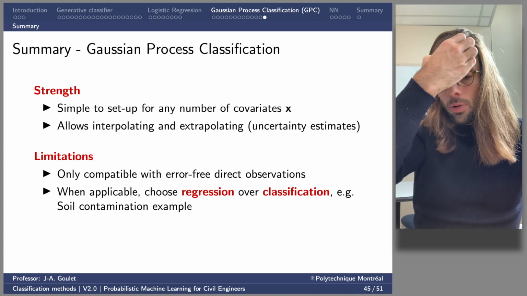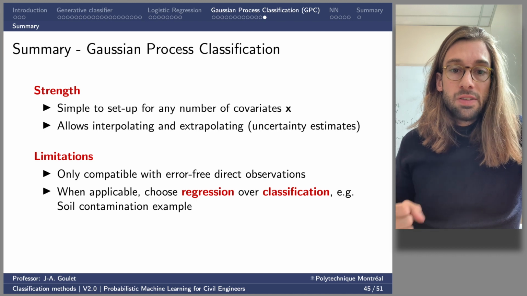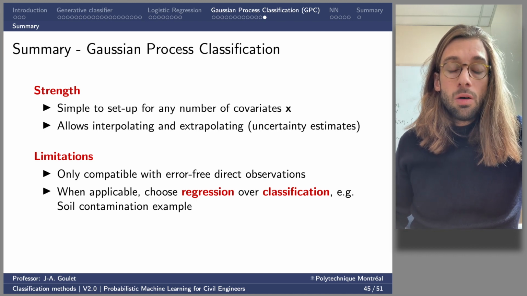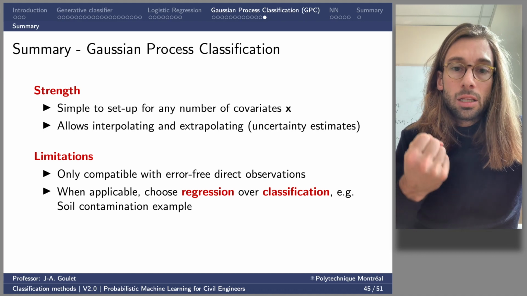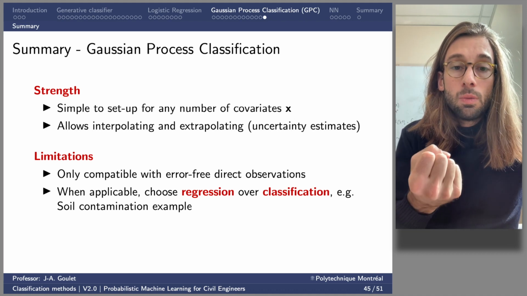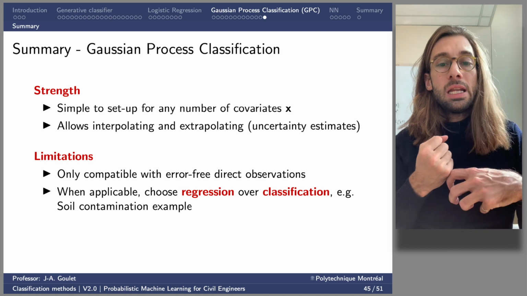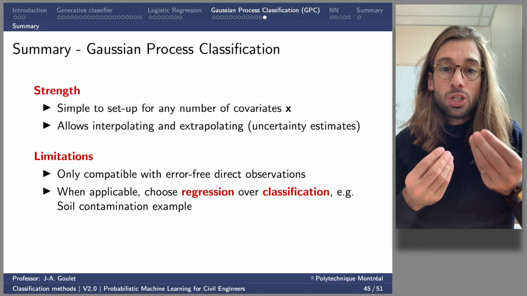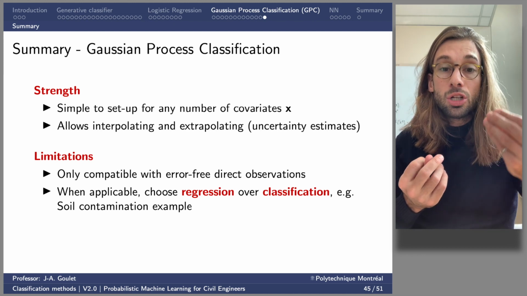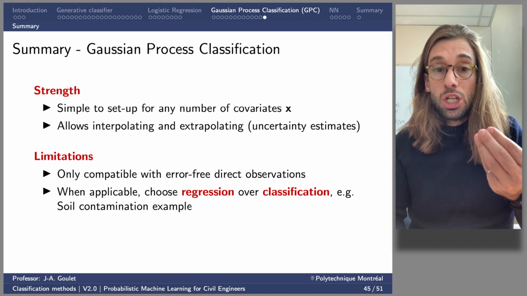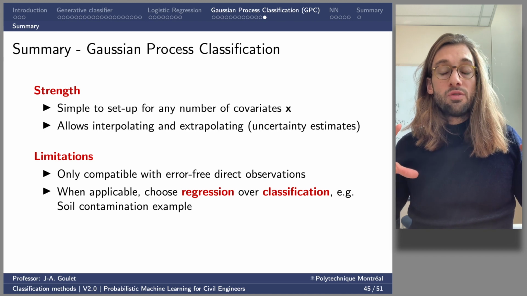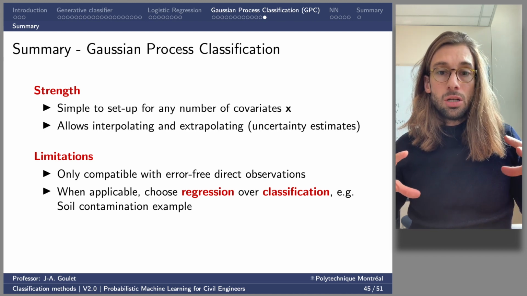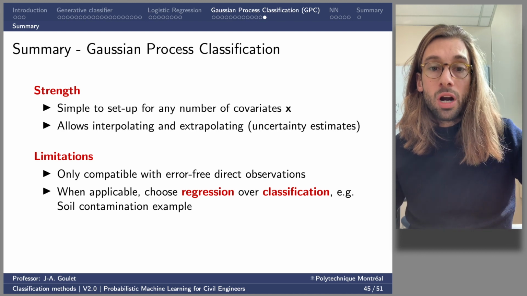And when applicable, and you need to choose between regression and classification, you have to be careful about your choice. Last week we saw an example where we wanted to classify the volume of soil: is it contaminated or not? To do this, we were using a regression setup, where what we were observing is not whether the soil is contaminated or not, it is the contaminant concentration. And we used regression, so GPR, to build a model of the contaminant concentration across our volumes of soil. And from our knowledge of the contaminant concentration, we could deduce where it is contaminated and where it is not.